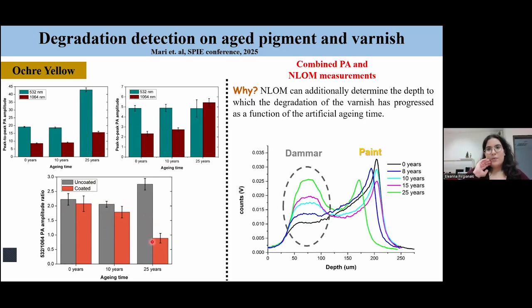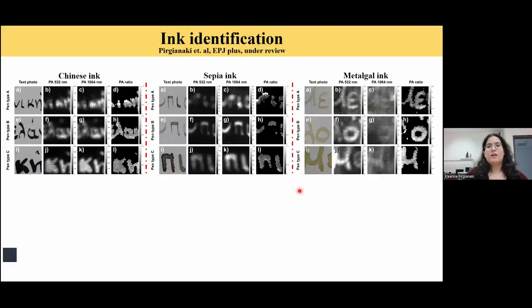Now, we wanted to take the research one step forward, so we measured the same samples with nonlinear optical microscopy, because this technique can determine the depth to which the degradation of the varnish has progressed as a function of artificial aging time. And as you can see from the graph, as the aging time progresses, the varnish produces a progressively stronger fluorescence signal. And again, the largest difference is at 25 years. Here is the green graph. So the results of these two methods are in agreement.